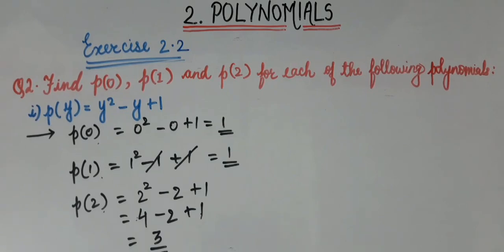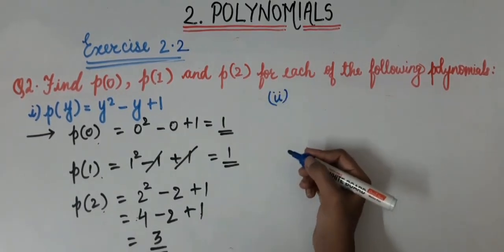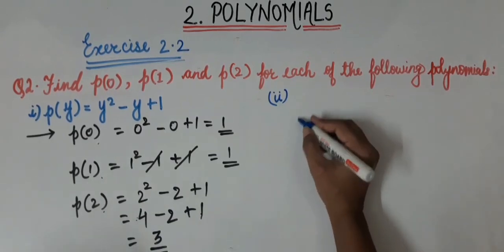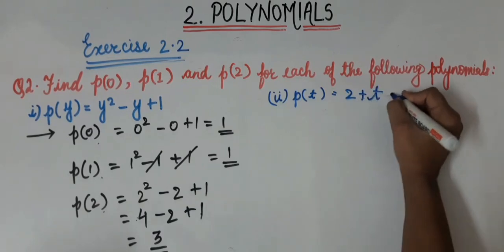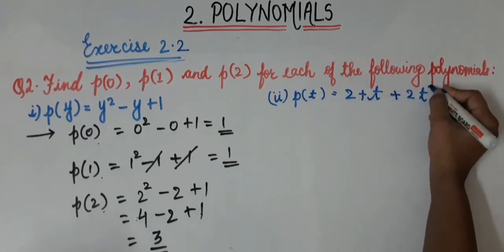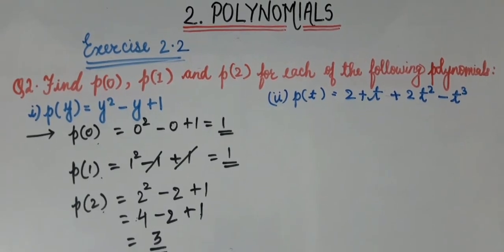Now let us see what is the second question. Your second question is, p of t is equal to 2 plus t plus 2t square minus t cube. So this is your question. Now we need to find p of 0, p of 1 and p of 2 for this given polynomial. Same way you will do it. Okay. So let us solve for p of 0.